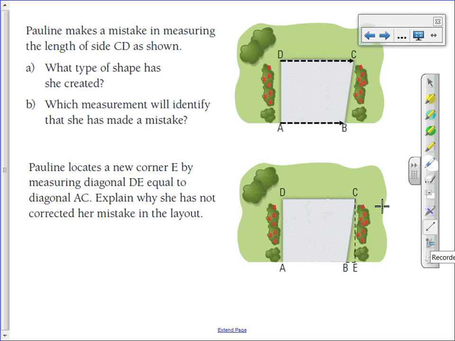If we drop down C to E on the second diagram here, and we look at the shape that is now created where all four corners are 90-degree corners and opposite sides are not only parallel but equal, well, that would be a rectangle. And so we now have a different shaped quadrilateral.